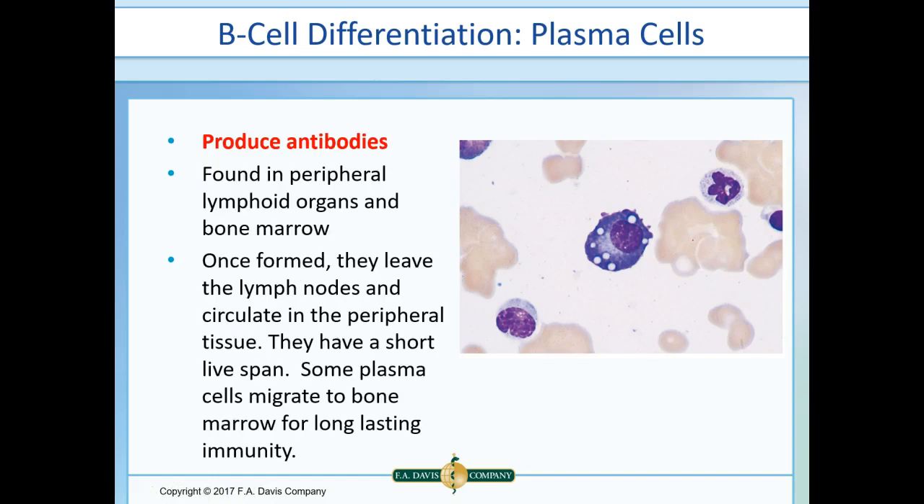The big claim to fame is they produce antibodies. We find them in the peripheral lymphoid organs and the bone marrow. But once they've formed, they leave the lymph nodes and circulate in the peripheral tissue. They have a very short lifespan, and some migrate to the bone marrow for long-lasting immunity. So think of the little girl who got the chicken pox. Her body gained this immunity. Now she's going to have that long-lasting immunity to it. And a lot of those come from the plasma cells that are going to be in the bone marrow.